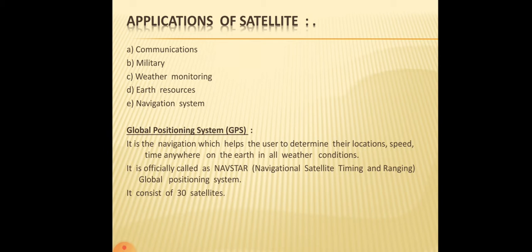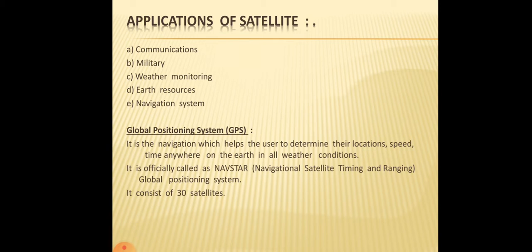The next one, we'll be studying the global positioning system. It is a navigation system which helps the user to determine their location, speed, and time anywhere on the earth in all weather conditions. It is officially called NAVSTAR, that is Navigational Satellite Timing and Ranging. This global positioning system consists of a minimum of 30 satellites to calculate the position of the individual user.